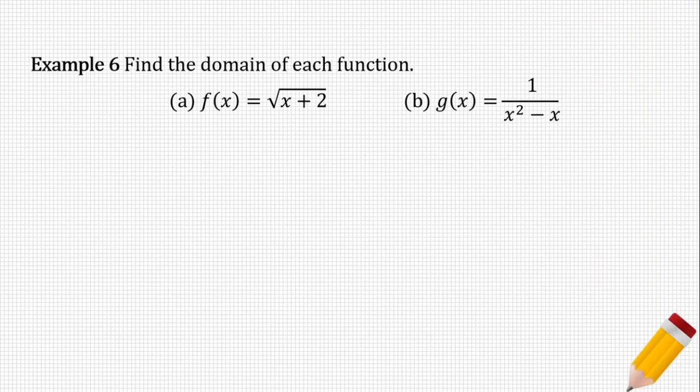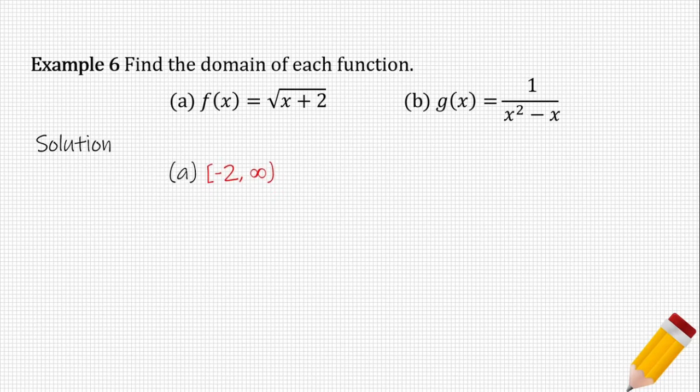Example 6. Find the domain of each function. A. f of x is equal to the square root of x plus 2. B. g of x is equal to 1 divided by x squared minus x. Solution. For A. Because the square root of a negative number is not defined as a real number, the domain of f consists of all values of x such that x plus 2 must be greater than or equal to 0. This is equivalent to x being greater than or equal to negative 2, so the domain is the interval closed at negative 2 and open at infinity.